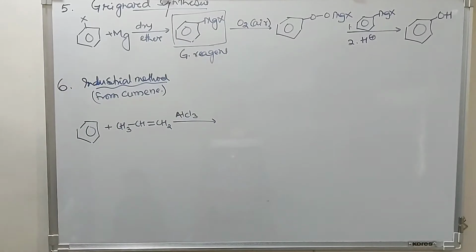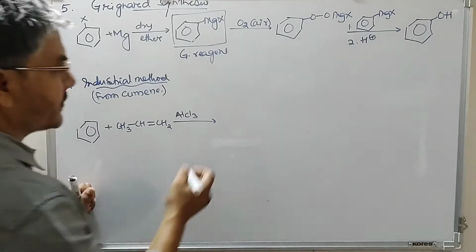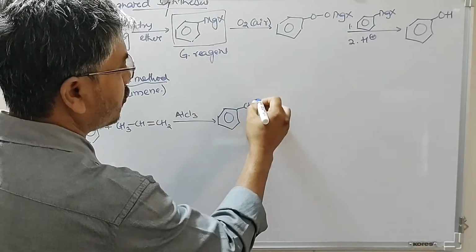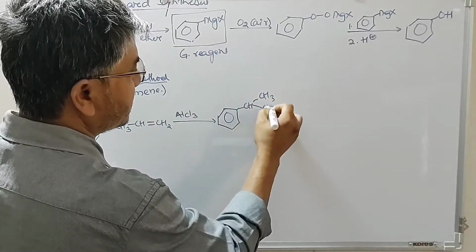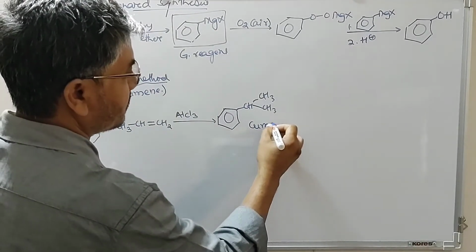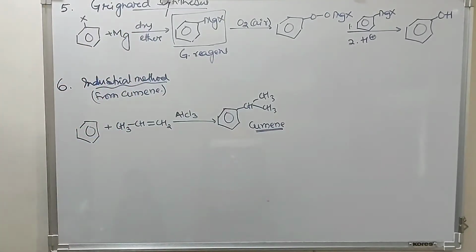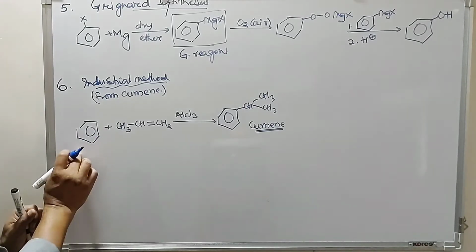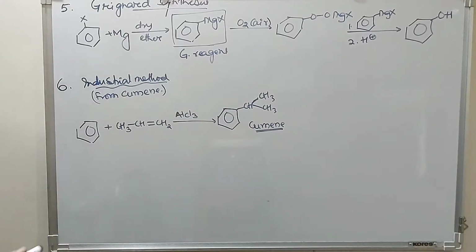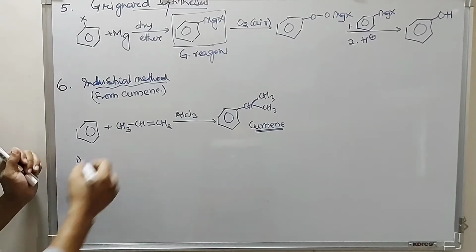AlCl3. The reaction of benzene with propene in presence of AlCl3 is Friedel-Crafts alkylation reaction, when we have isopropyl benzene. This isopropyl benzene is known as cumene. So we have to start from this cumene. Alternatively, cumene can be prepared from benzene and propene by Friedel-Crafts alkylation reaction. So for the steps involved, in the first step we have this cumene.